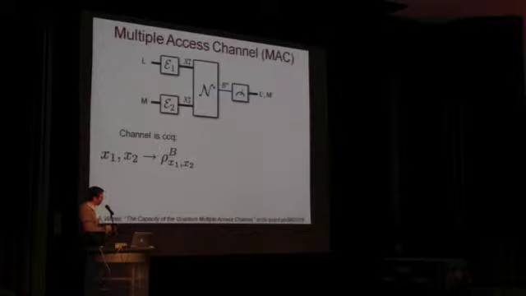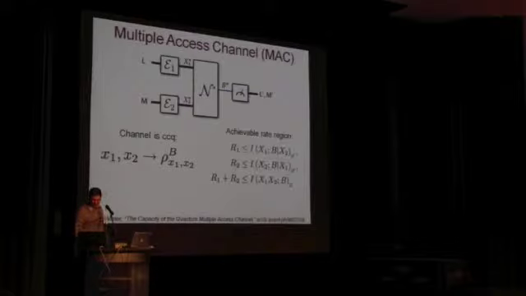So for this channel, we're also considering a CCQ channel with 2 classical inputs and 1 quantum output. And what Andreas Winter found some time ago as a graduate student is that this rate region over here is achievable for communication over this channel. R1 is the rate at which sender 1 can communicate to the receiver, and R2 is the rate at which sender 2 can communicate to the receiver.